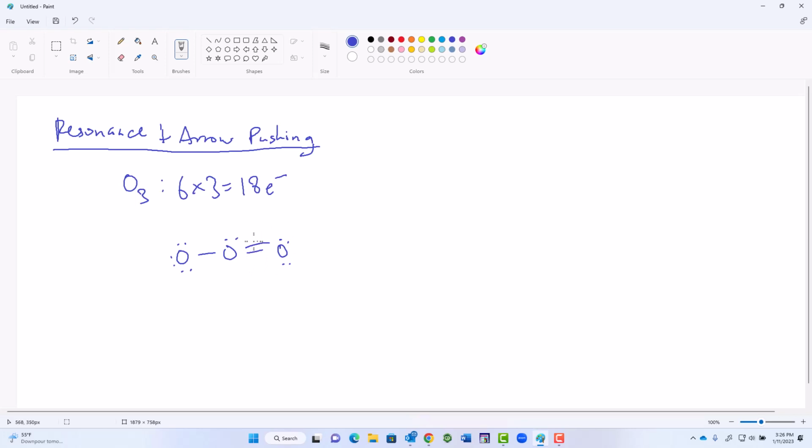However, we notice that we have a single bond on one side and a double bond on the other side. But if we think about it, there's no real preference for why the double bond should be on one side and the single bond should be on the other side. So we can write what's called a resonance structure that flips those two. We put the double bond on the other side, and we put the single bond on the side where the double bond had been. We call these two structures resonance structures because functionally they're equivalent. There's no preference for one versus the other.